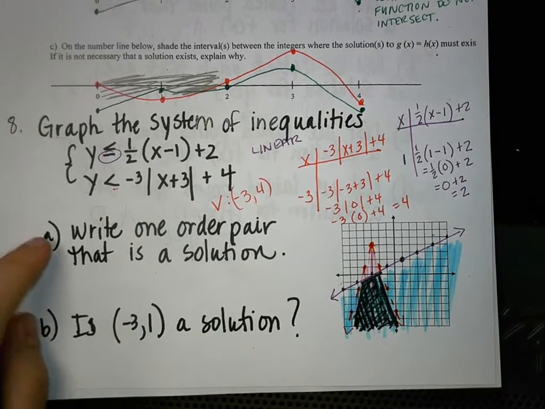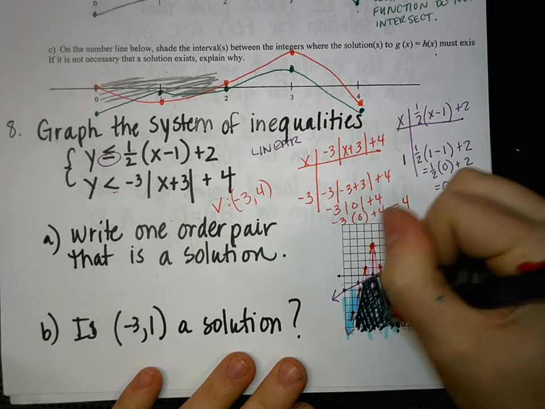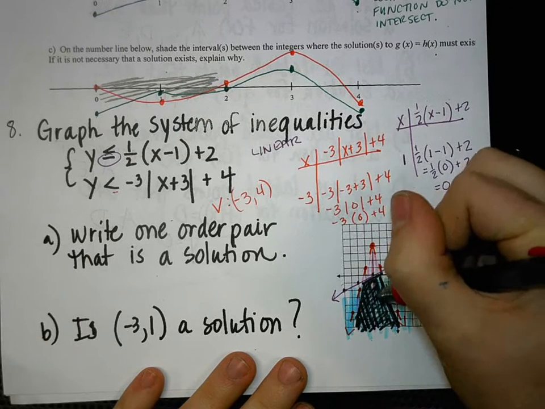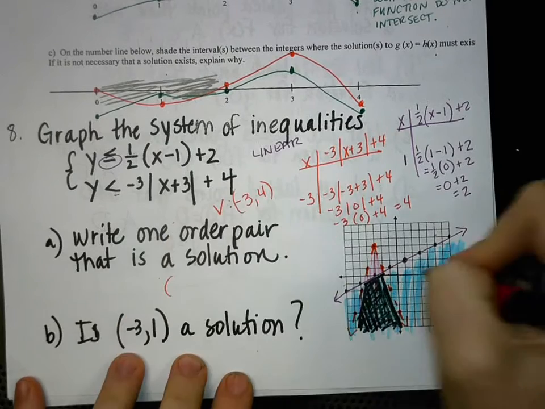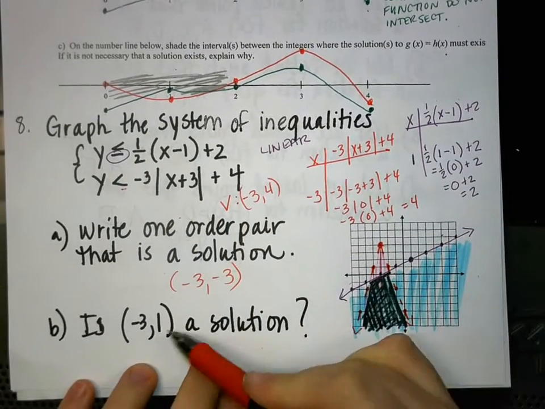Okay, write one ordered pair that is a solution. So first of all, any point inside here is going to be the solution. So I'm going to go 1, 2, 3, and let's just go down far enough to get in the middle. So -3, -3. Is -3, 1 a solution?